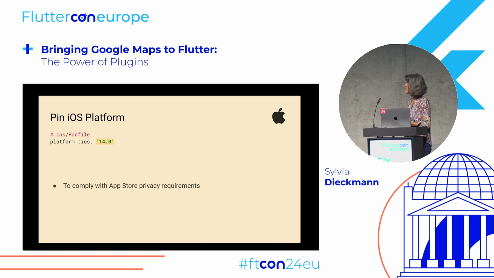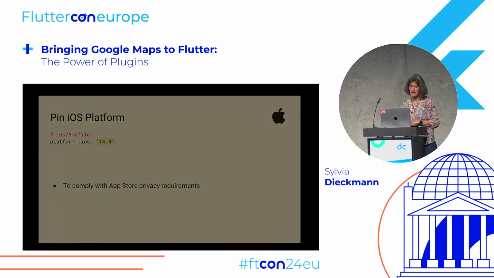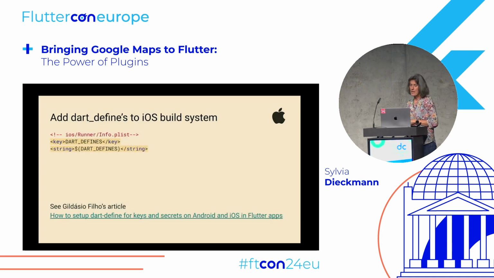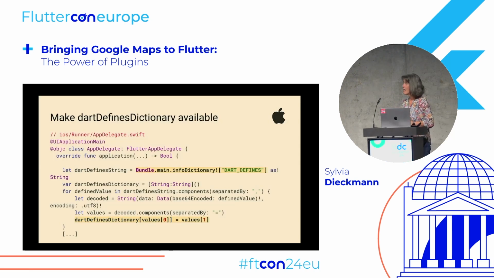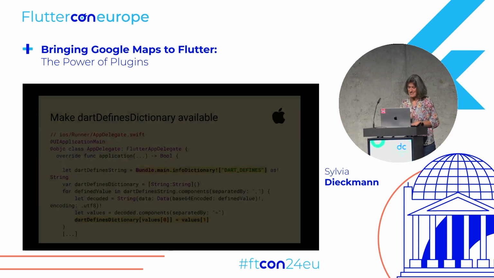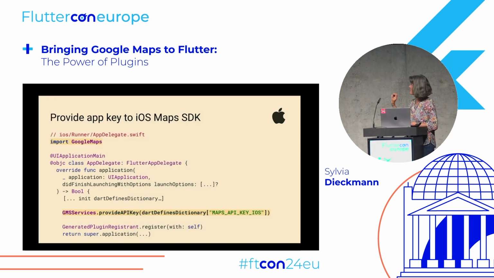We again have to pin the platform to 14 in this case. We have to set up a little more plumbing code to make Dart-defines work. I put it on the slides here just for reference. I'll share a link to the slides afterwards. But really, somebody has written up a really nice description here, so I'm not going to talk you through the steps in detail. Let's skip that, and let's go to the relevant one.